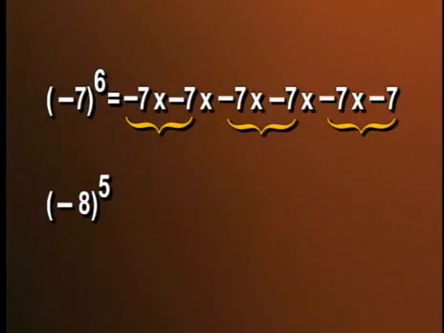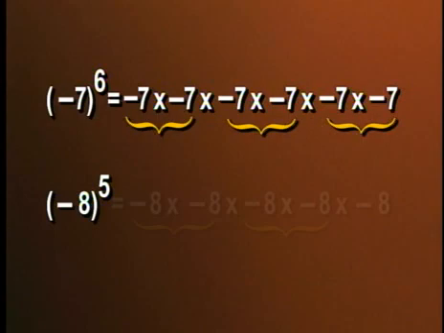Since negative 7 times negative 7 is positive 49, and a positive times a positive times a positive is positive. So when we can pair up all the negative bases, we wind up with a positive number.